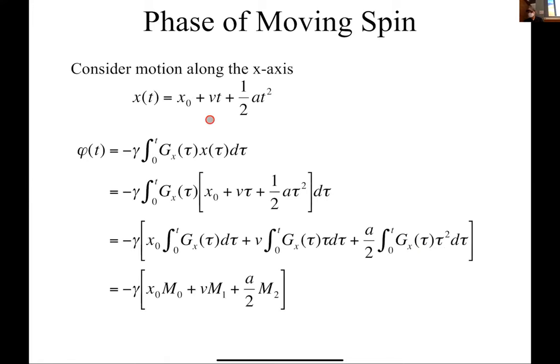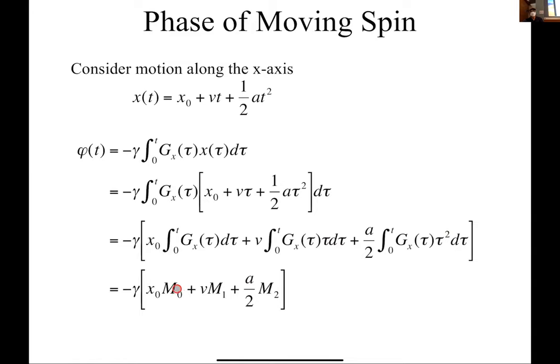If we do that, and we take the simplest case, very simple motion of something that has some velocity and some acceleration, you can write that phase in terms of the position times m0, the zeroth order moment, which is just the integral of the gradient, plus the velocity times m1, the first order moment, which is the gradient times time integrated over time, and then acceleration over two times m2, the second order moment, where it's just the gradient times t squared integrated over time.